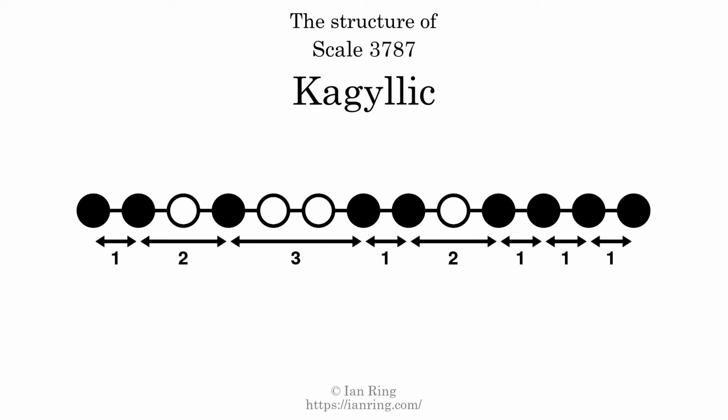The structure of a scale is a description of the interval distance between each successive tone. This scale has a structure of 1 2 3 1 2 1 1 1.